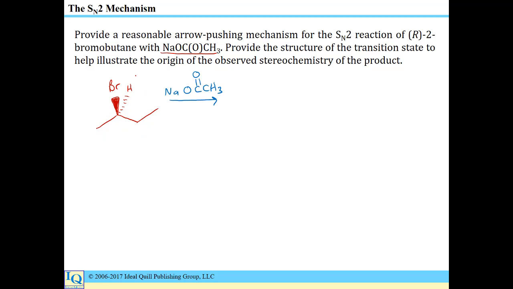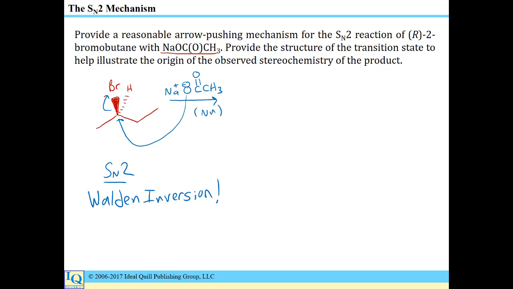And if we draw out the Lewis structure of this condensed formula for the sodium acetate, it will look like this. Of course, we have a sodium-oxygen bond, so in solution they would be expected to dissociate into the sodium cation and the acetate anion. The anionic part will serve as the nucleophile for this reaction. We would expect the negatively charged site to donate electrons to that carbon with release of the bromide leaving group.